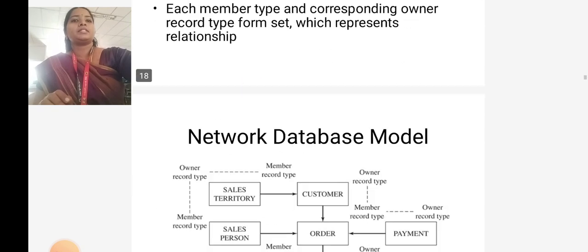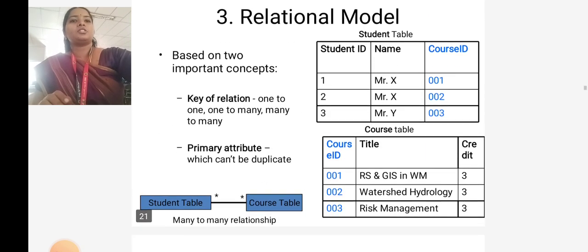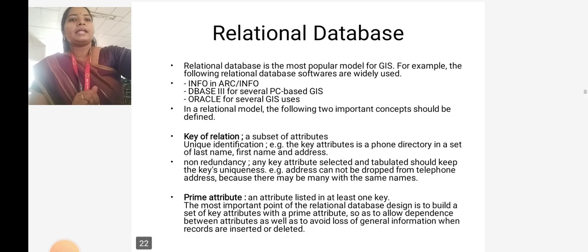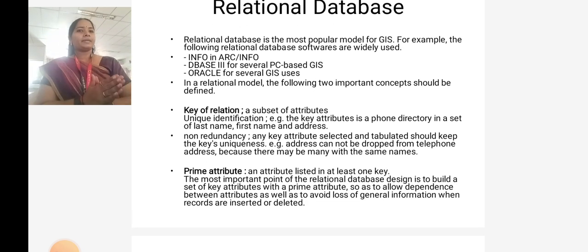The next one is the relational model. It is based on two important concepts, key of relation and prime attribute. One to one, one to many, many to one and many to many will be there. A prime attribute cannot be duplicated, which again comes under data redundancy. So the relational database is the most popular model. The following relational database software are widely used: Info, Arc, DBase and Oracle, Informatica, everything.